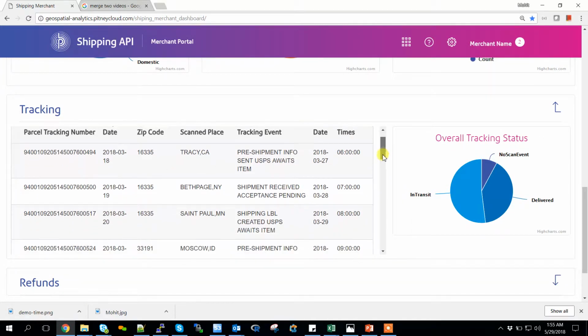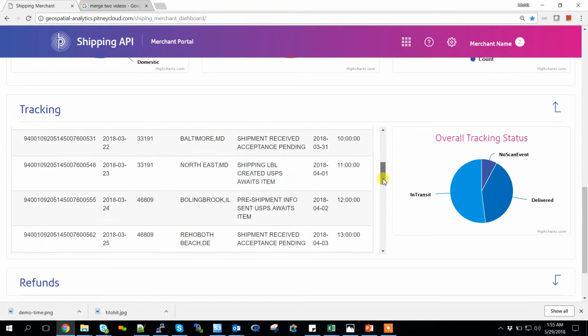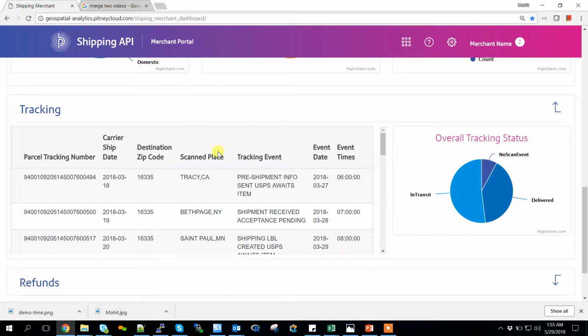So this particular table shows the latest tracking information for each of the labels created by that particular shipper. So it is also showing where exactly the package is going to, what was the last event which was received for that particular package, and where exactly that event happened, what was that event all about, what was the date and the time of the last event. Based on this information, a shipper can understand where exactly the shipment is right now.